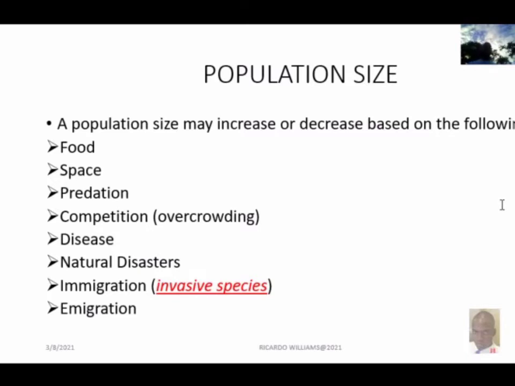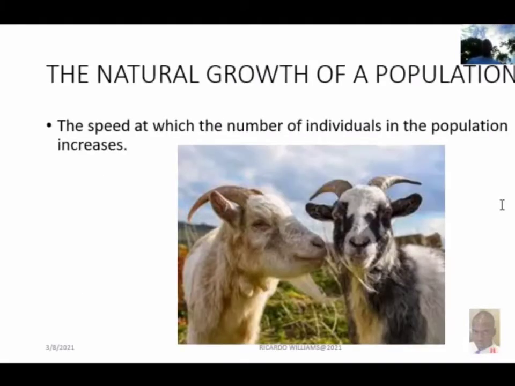Emigration is actually the opposite of immigration. So we are talking about individuals leaving the population now. That will have a negative effect as well. The numbers will decrease. So this is a summary of certain factors that will affect the size of the population. A lot of them have positive effects, but they can also become negative, as in they can also limit the size of the population. So when we look at the growth now, the rate at which the population grows, or the speed at which the population grows, right?